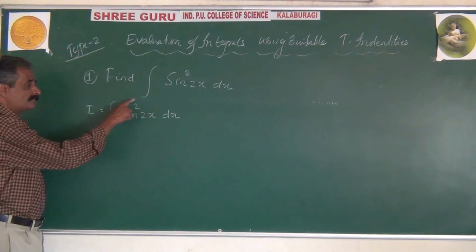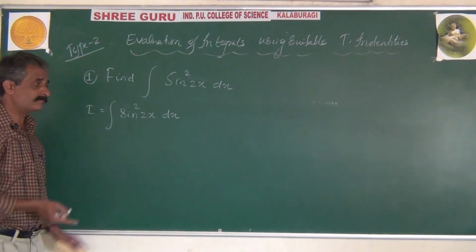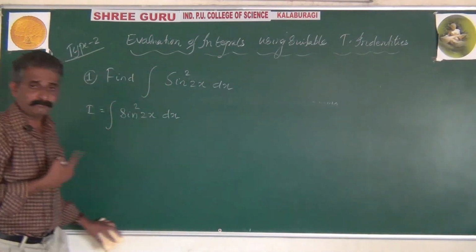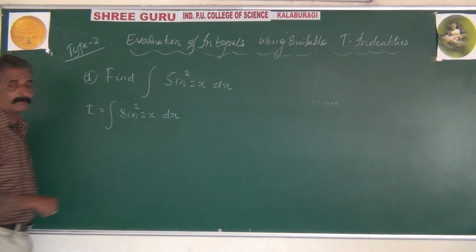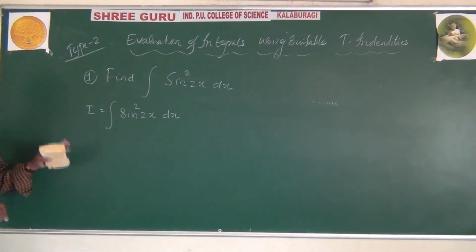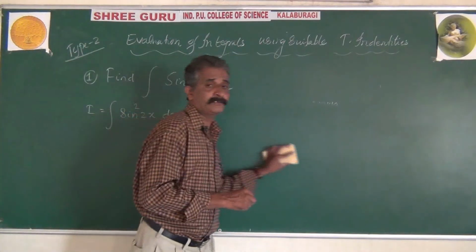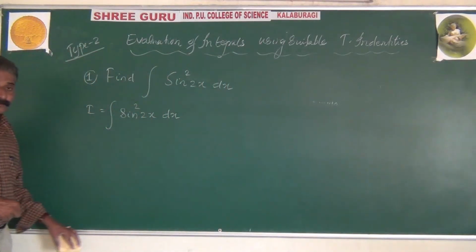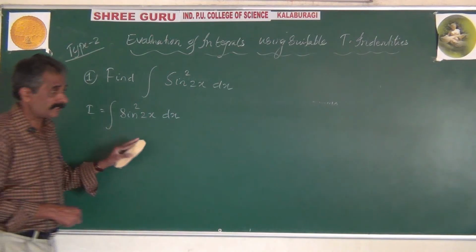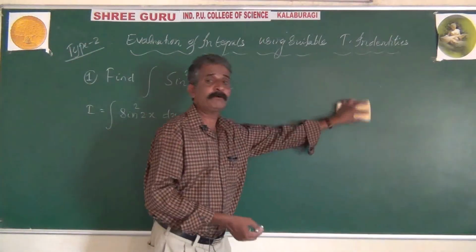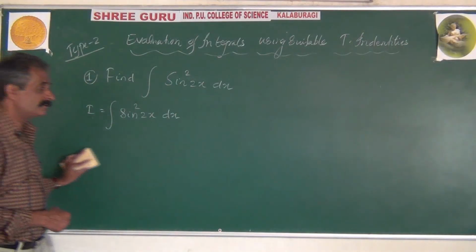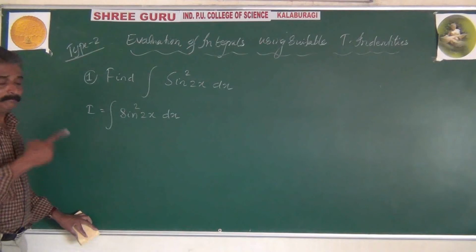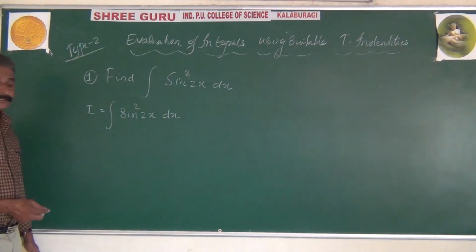If we didn't have this power 2, then we would have a direct integration formula: integration of sin x is minus cos x, here minus cos 2x by 2. But because of the power 2, we can't directly apply the integration formula. We apply a trigonometric formula, the sine square formula in terms of non-power. Because of this power we are getting the problem for integration, so we need to use a non-power formula for sine square.